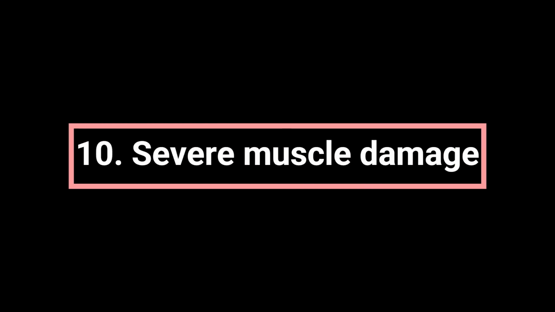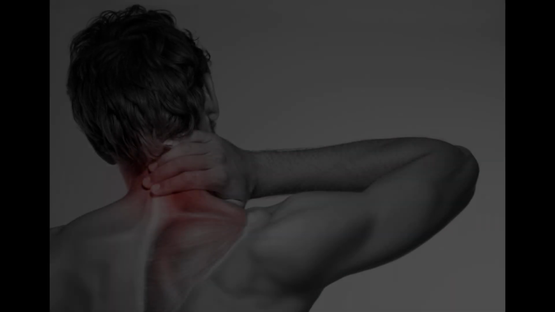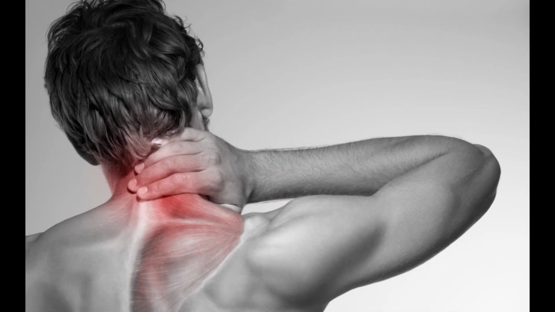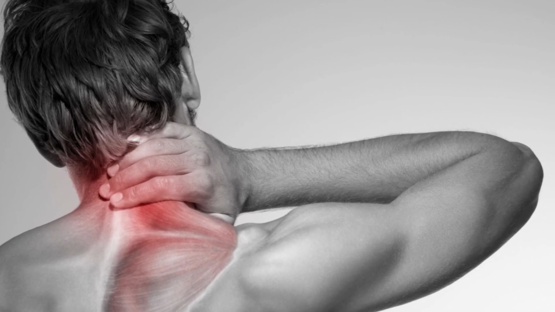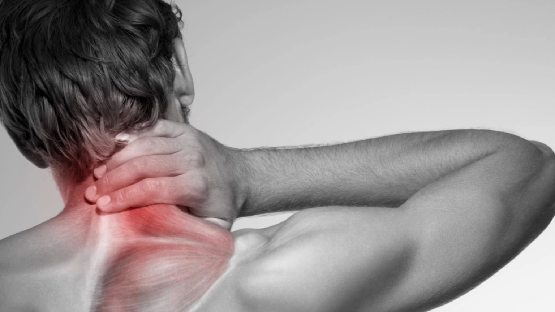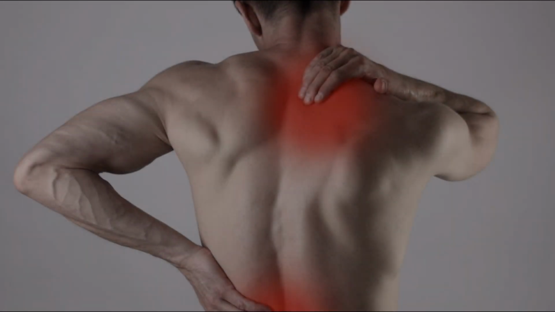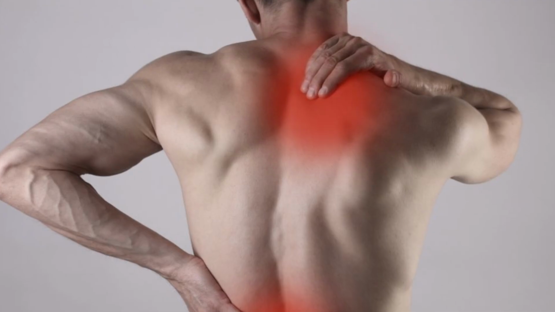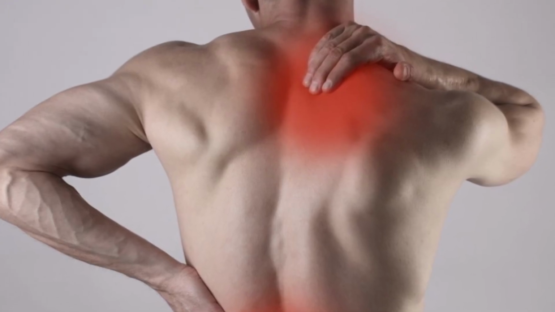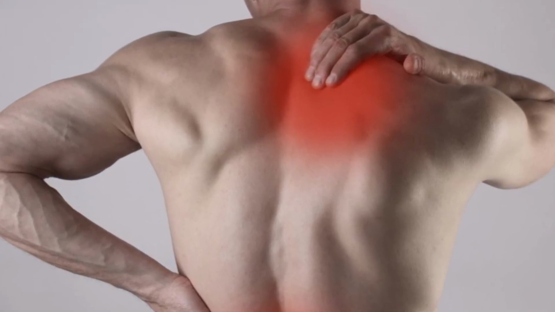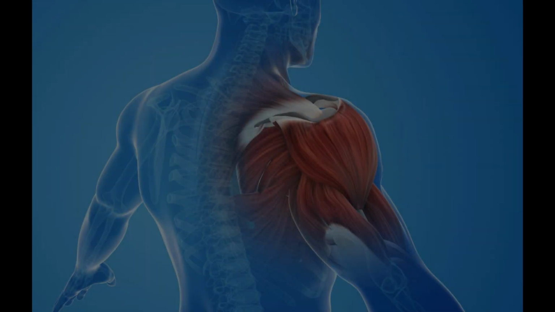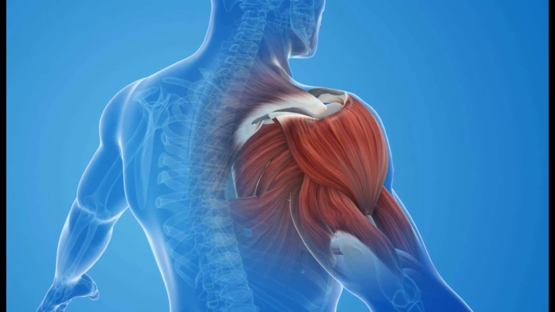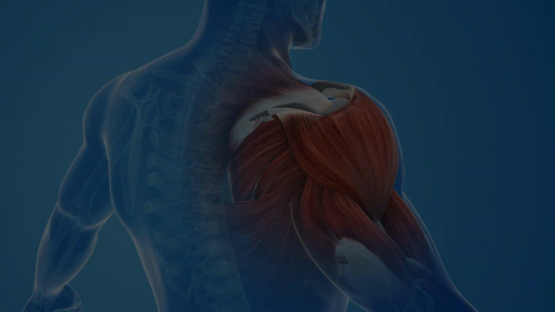10. Severe muscle damage, rhabdomyolysis. Although rare, simvastatin can cause severe muscle damage known as rhabdomyolysis, a condition that can lead to kidney failure when muscle breakdown products block the kidneys. Key warning signs include muscle pain, significant weakness, and tea-colored urine. If you experience these symptoms, contact your healthcare provider immediately. Rhabdomyolysis requires urgent hospital treatment to protect kidney function and prevent further complications.